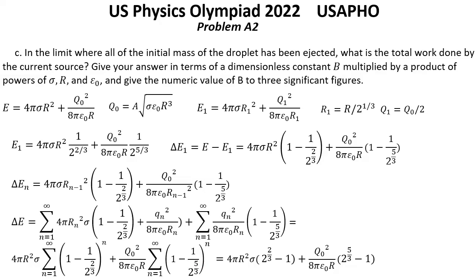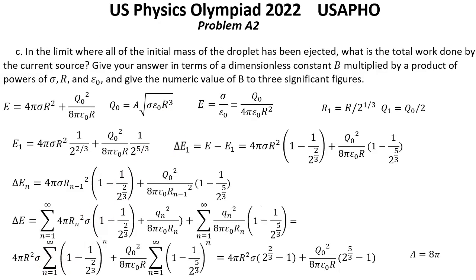Now we need to add the initial energy given to the initial droplet. So that was q0 square over 8 pi epsilon 0 r. When we add them and also recall that q0 was this expression, a multiplied by square root of sigma epsilon 0 r cubed, and also we counted that a was 8 pi. And the last step, we have to subtract the initial surface tension energy 4 pi sigma r square.